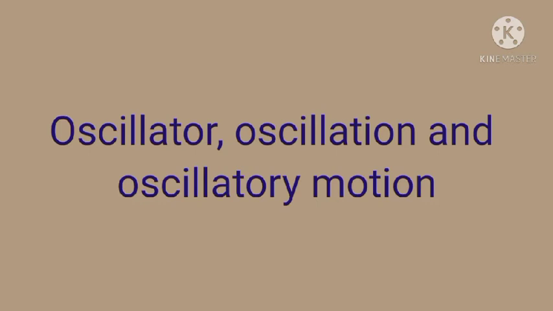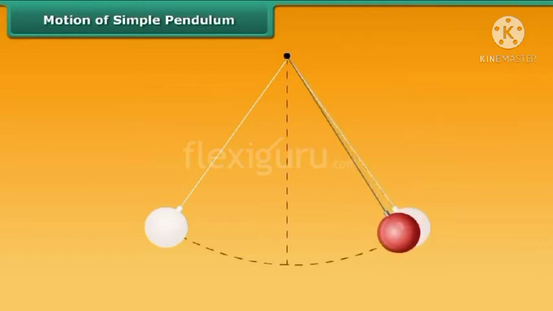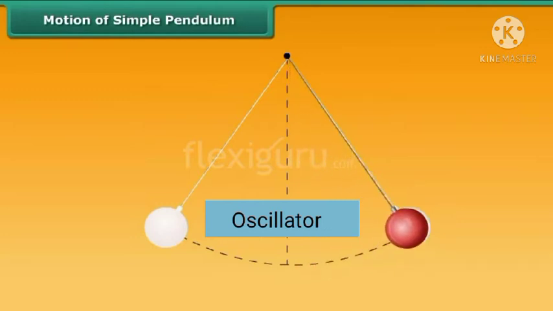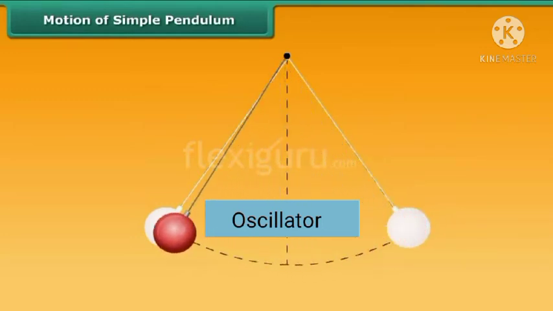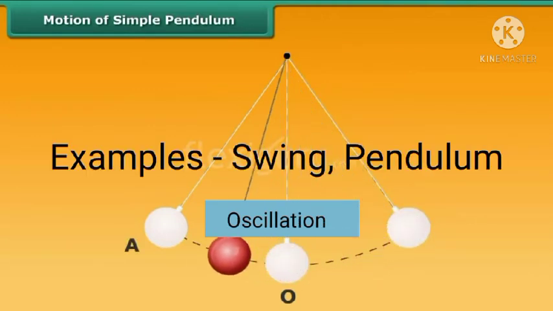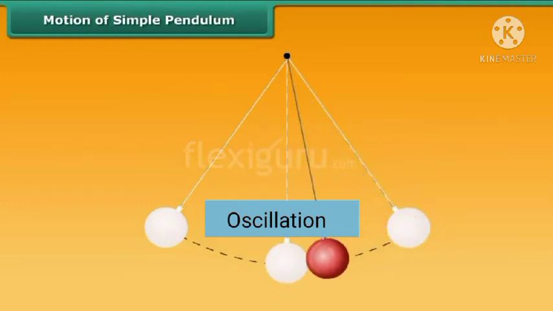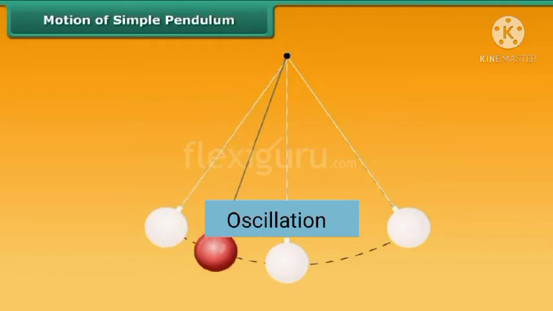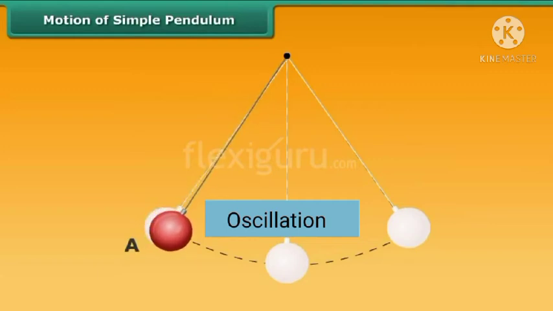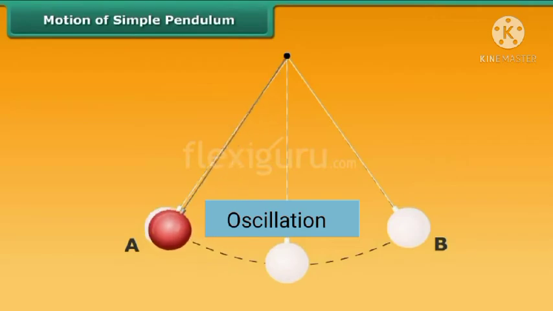When an object moves in a to and fro motion, then that object is called the oscillator. Means the motion of the oscillator is in a fixed path to and fro, that is called the oscillator. And when an object moves from its original position to another position and again comes back to the original position, then that motion we can call the oscillation. Now the motion is called the oscillatory motion.